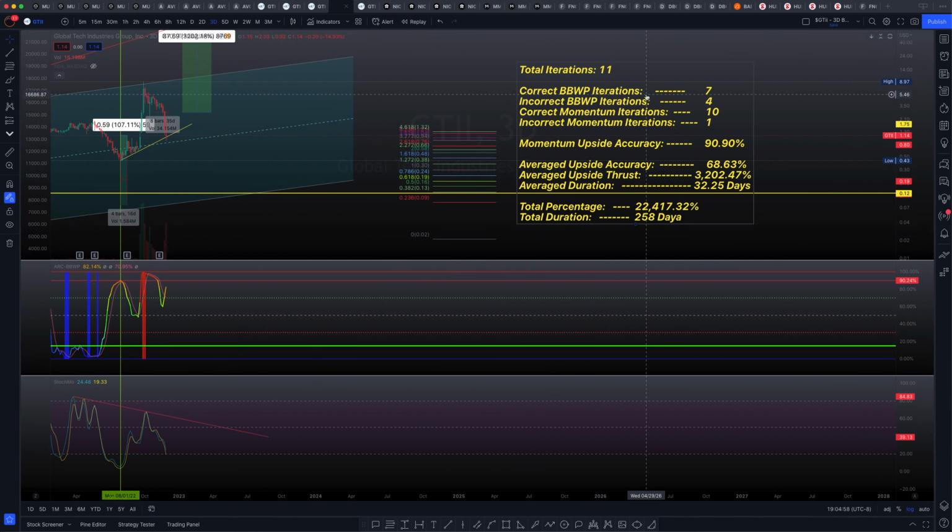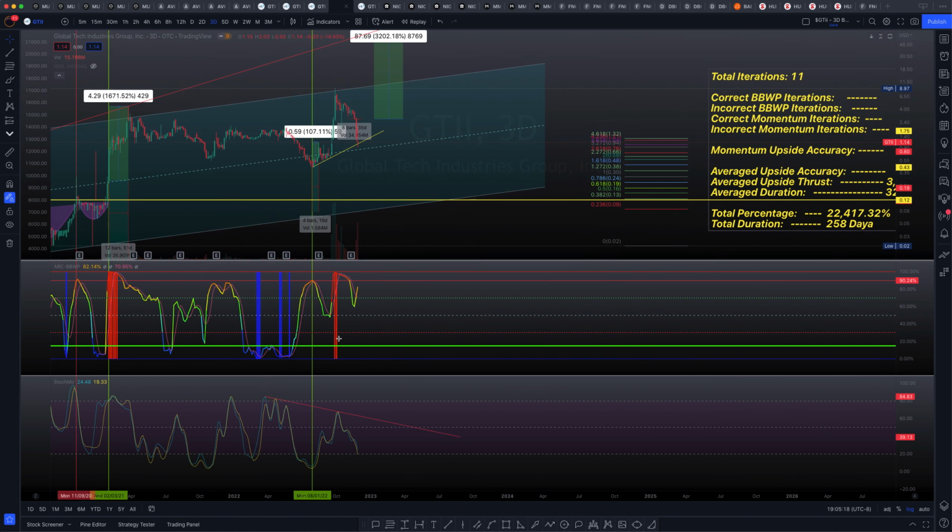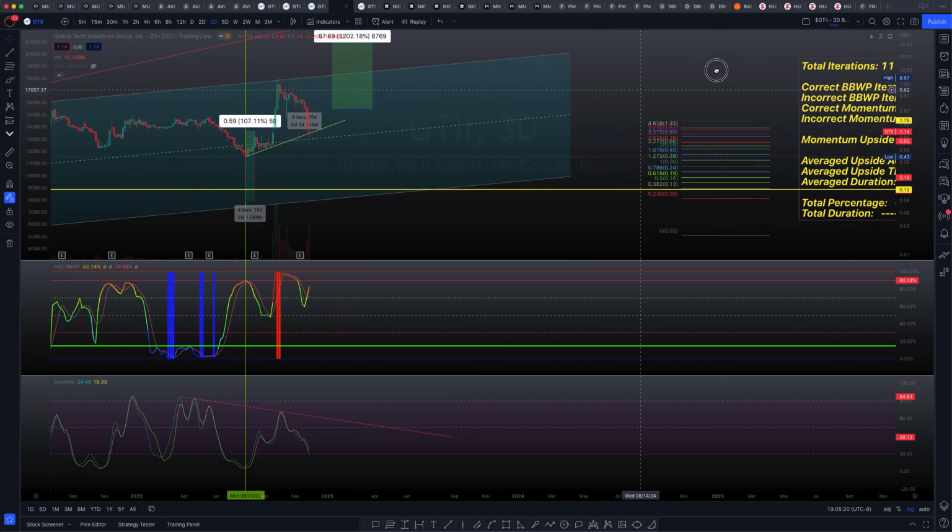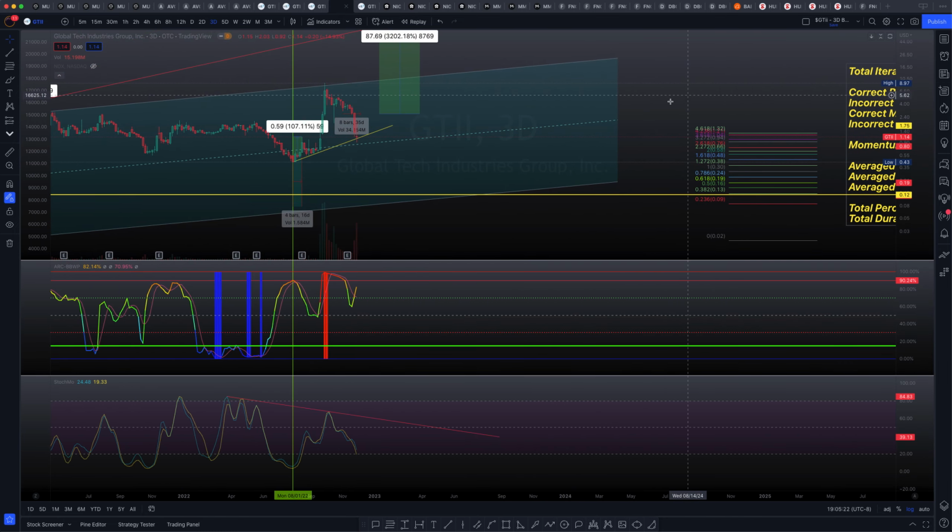Out of a total of 11 iterations, we have 7 correct, which gives us an average upside accuracy particular to the volatility versus momentum profile of 68.63%, with an average upside thrust of about 3,200% over the span of just over 30 days. We do need to meet that criteria though. We are in the process of resetting these statistics.